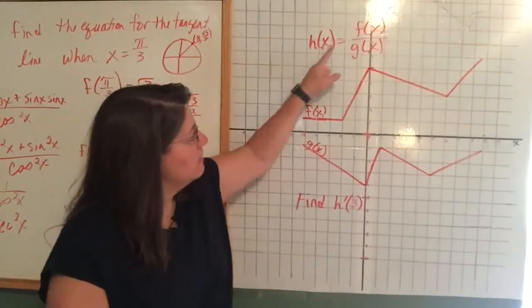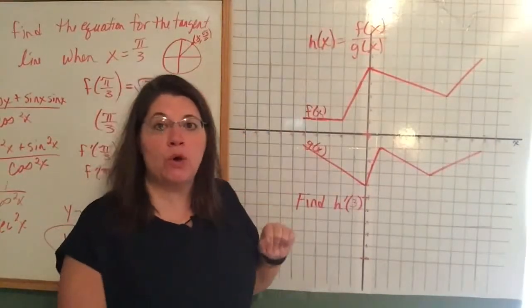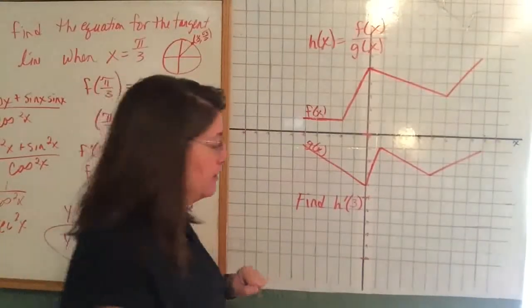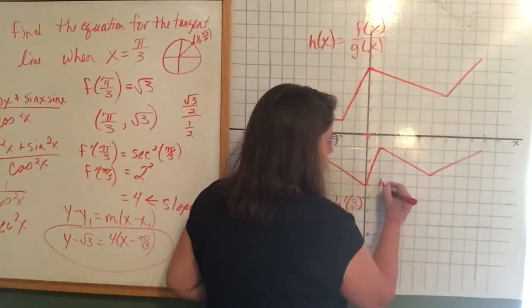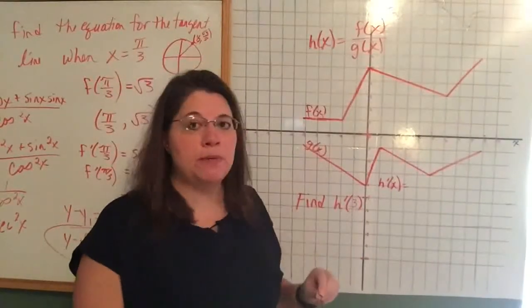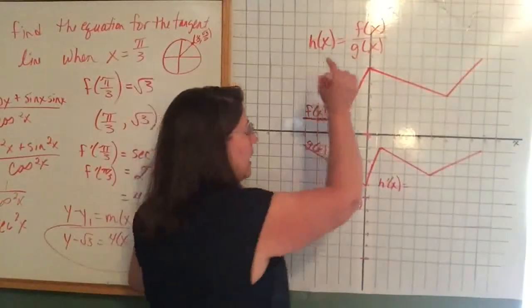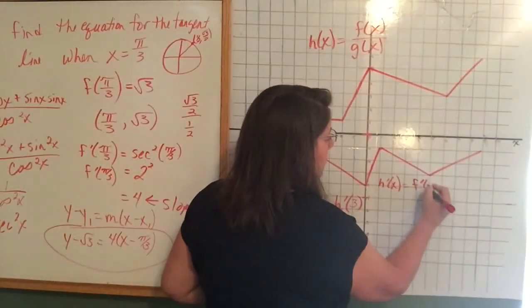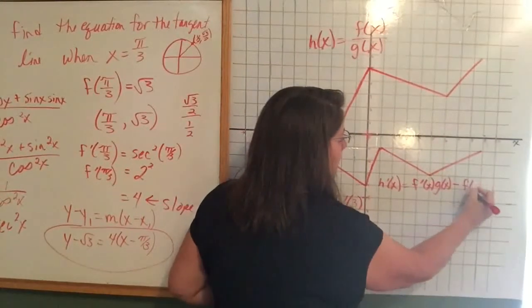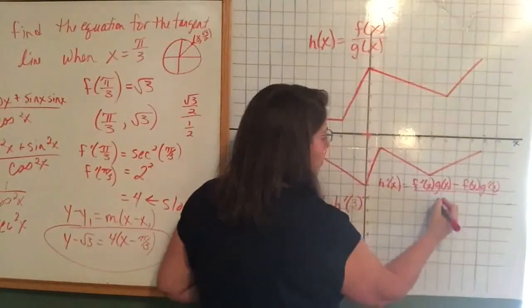Well, if h of x is f of x over g of x, in order to find h prime of x, wouldn't we have to use the quotient rule? So that's the first thing I'm going to do. I'm going to find h prime of x. So I'm going to do that right here, h prime of x. Well, h prime of x, since that's a quotient, is going to be low d high minus high d low over the low squared. So the derivative of the top is f prime of x times the original bottom minus the original top times the derivative of the bottom all over the bottom squared.